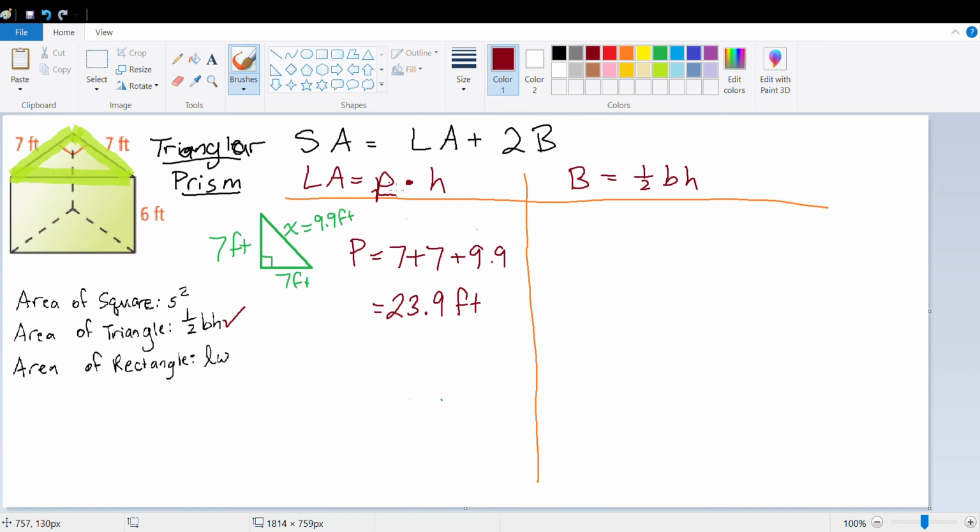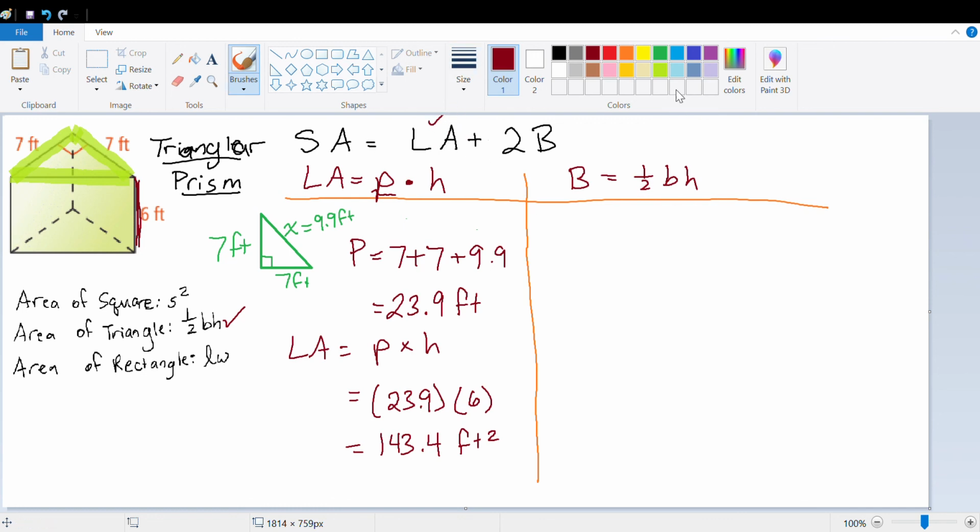Now we're not done yet. Remember, lateral area is the perimeter times the height. So let me just rewrite that formula. The perimeter was 23.9 and the height, okay, so think about it like this. What's the third number in the prism? I'm not using this one, this 6. So you're multiplying that by 6. And you're going to get 143.4 feet squared. So that's the lateral area. We got that already. Now we've got to go ahead and find the area of the base.